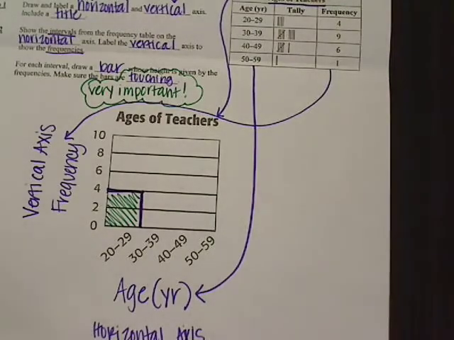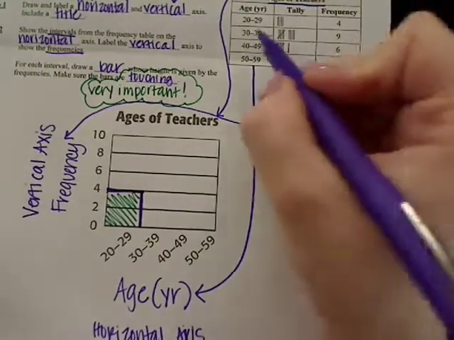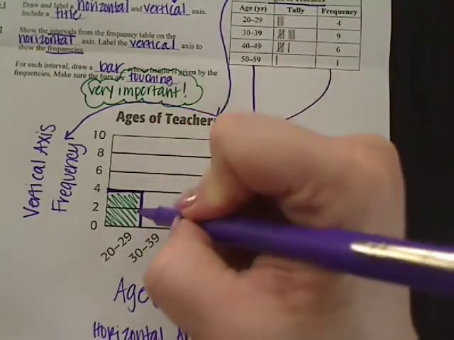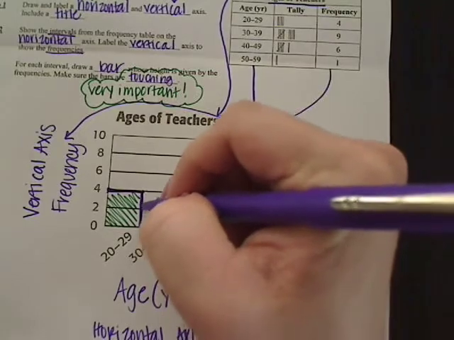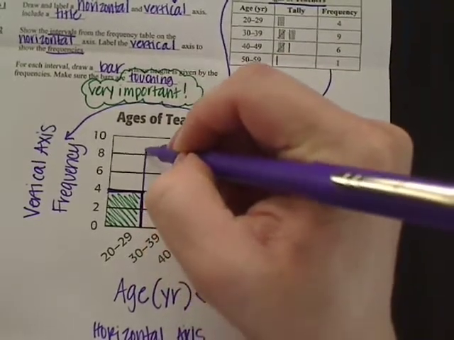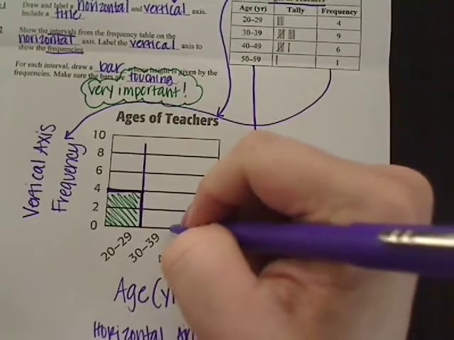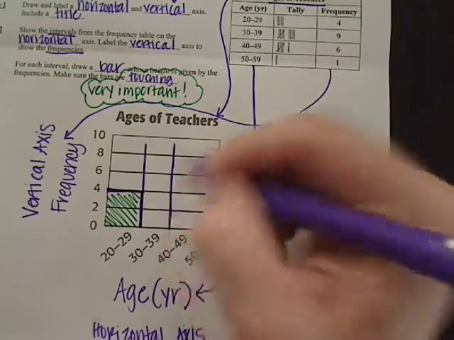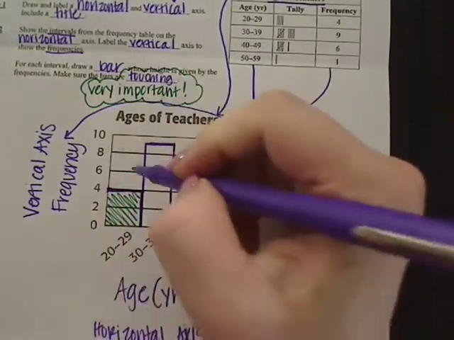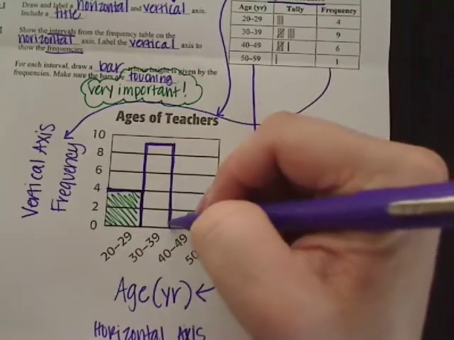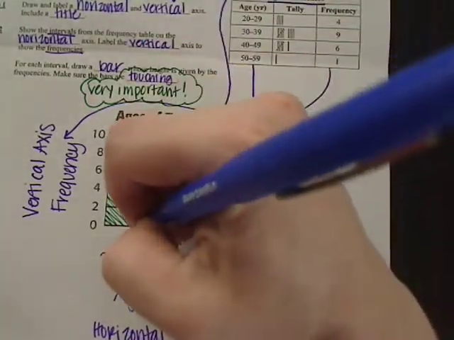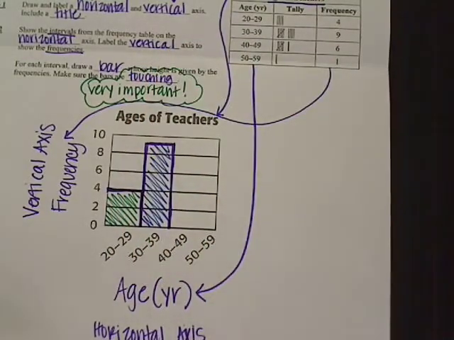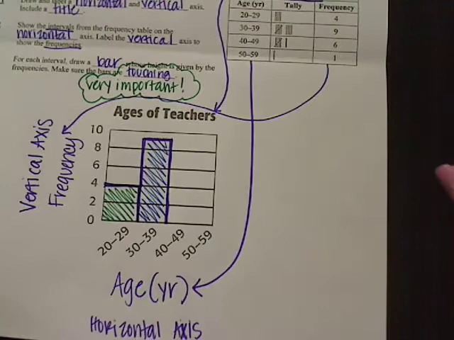Okay, my next interval is from 30 to 39, and there are 9 people. So remember, our bars have to touch. So I'm going to come up this side and extend that up to about where 9 is. I'm going to go to the other side about halfway between these two and draw the same line up there. Okay, I'm going to color that one blue. It doesn't really matter if you change colors, that doesn't matter.